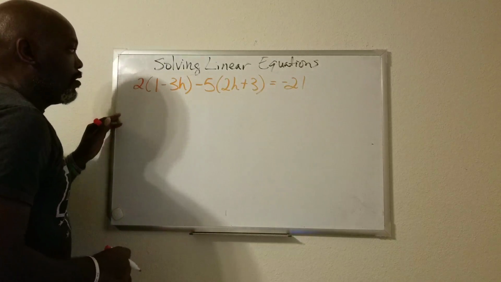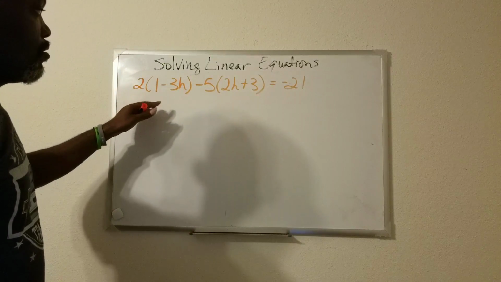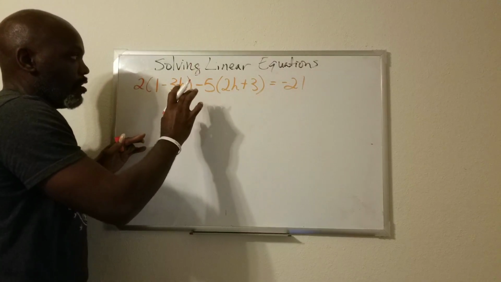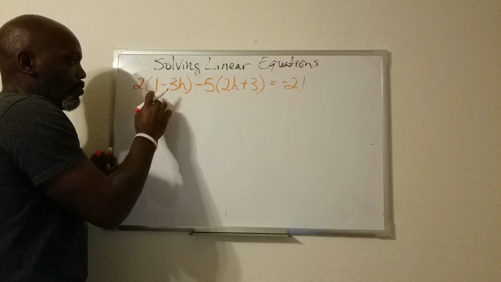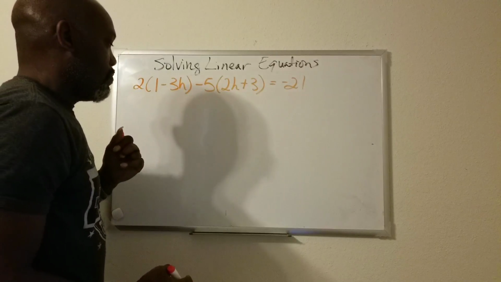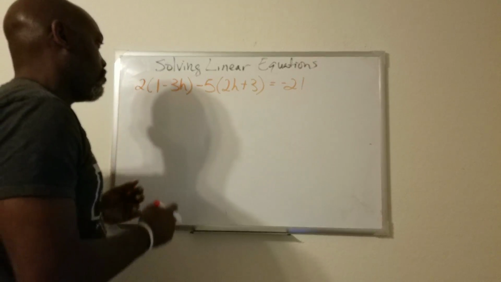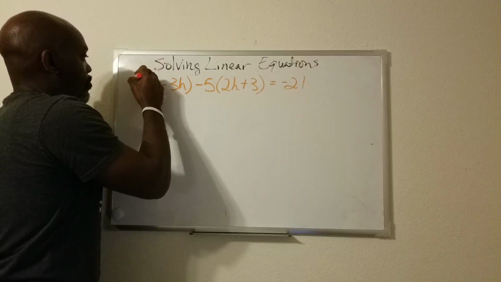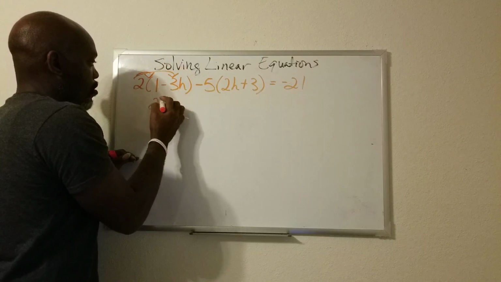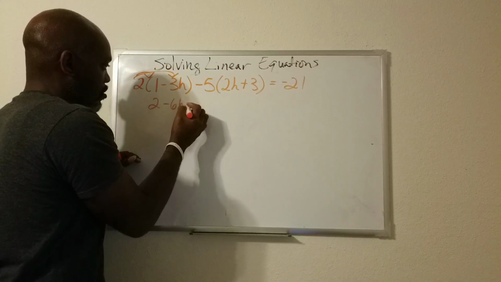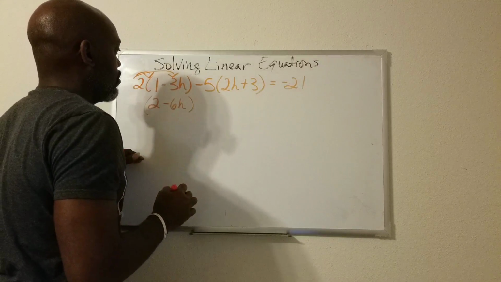So from here, yes, we have parentheses, and we need to solve it, but we can't solve inside the parentheses because they're not like terms. So we look outside of them, and what we have to do is distribute. We're going to distribute the 2 to the 1 and the 2 to the negative 3h, which is negative 6h.